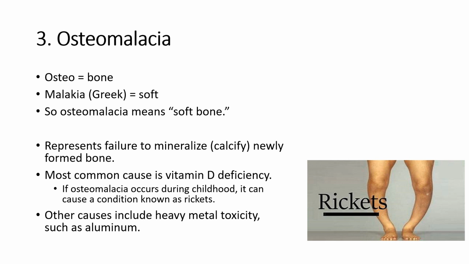Other causes of osteomalacia in dialysis patients include heavy metal toxicity such as aluminum, which can enter the blood of dialysis patients through dialysis if water is not processed properly or if we use aluminum-based dietary phosphorus binders.